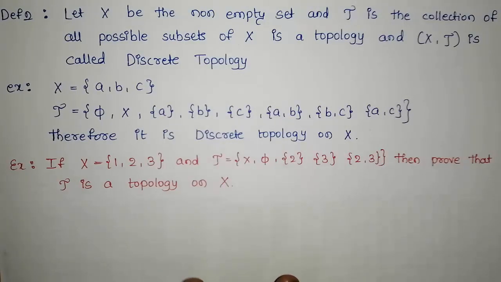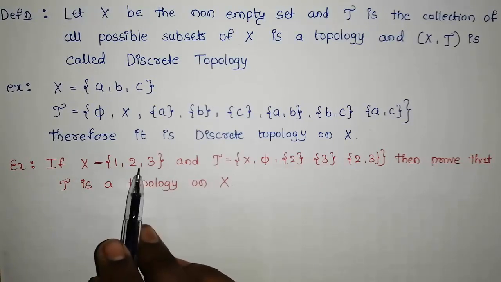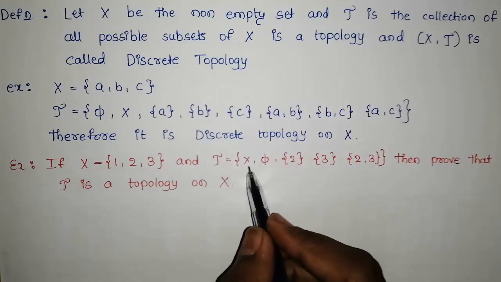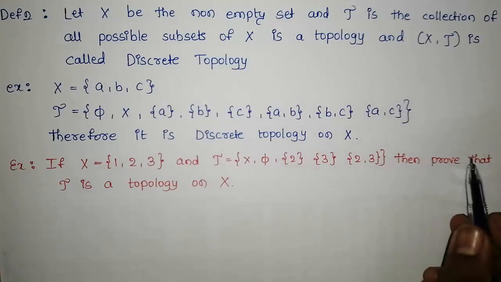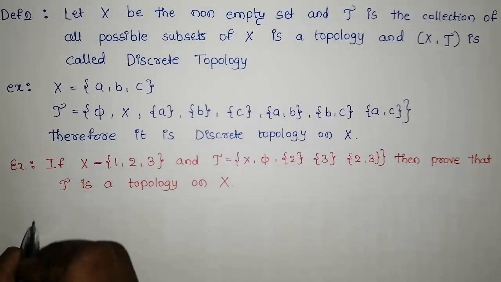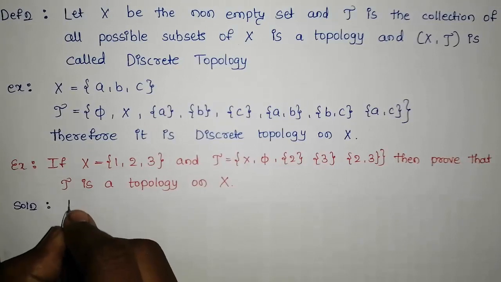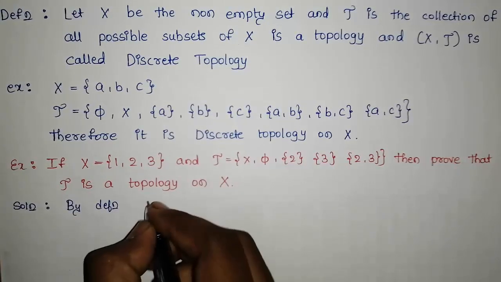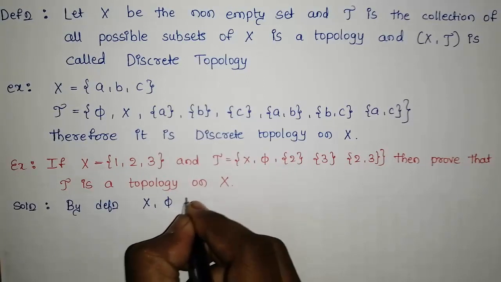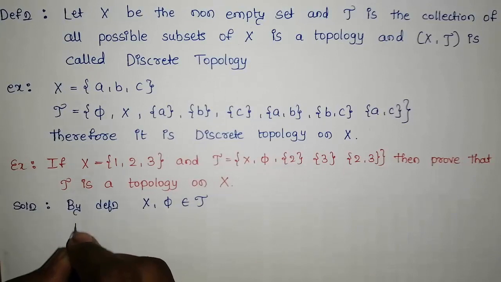So take down one example which is asked in previous question paper. That is, if X equal to {1, 2, 3} and tau equal to {X, phi, {2}, {2, 3}, {3}}, then prove that tau is a topology on X. So take down solution here. By definition of topological space, X comma phi belongs to tau.